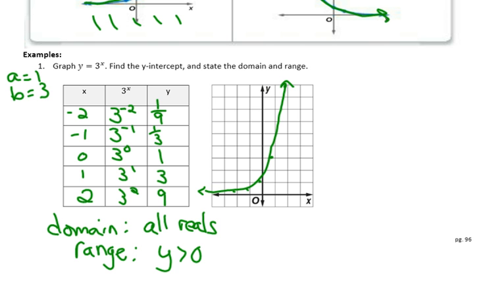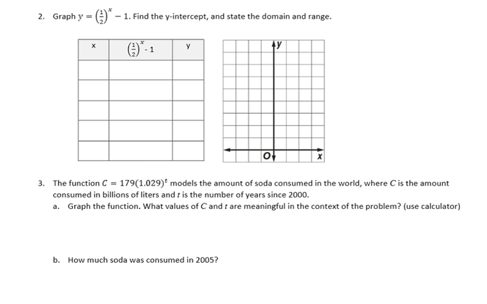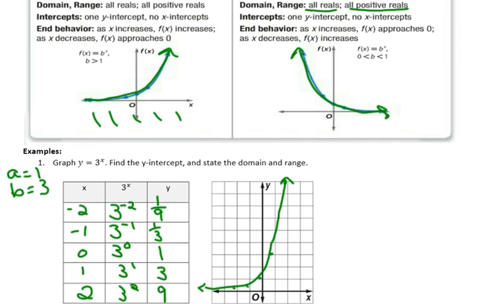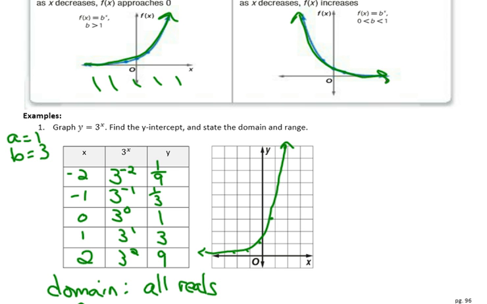All right, let's try the next one here. So this time we're going to graph y equals (1/2)^x minus 1. So now they've even thrown in something else. Find the y-intercept and state the domain and range. Oh, I forgot the y-intercept. Sorry. I think they asked for that back here. So the y-intercept is when x is 0, so your y-intercept is (0, 1). That would be the point for it.